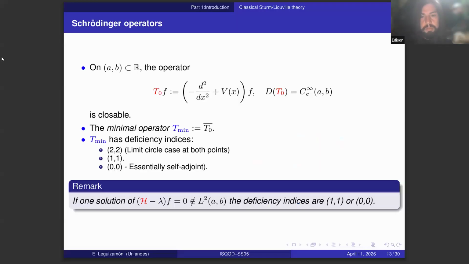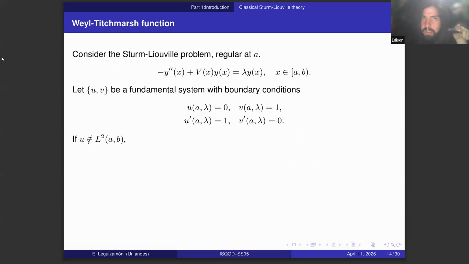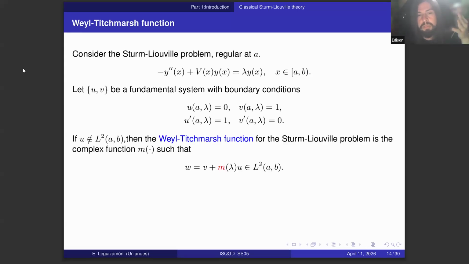Now, let's move to something. Yeah, this is a remark. So, let's move to this object that is the Weyl function. In the case of (1,1) deficiency indices, we have a regular point A and another point B. Here we have the limit point case. And if we manage to find a fundamental system with this form, the Weyl function is the function such that this linear combination is in L2.